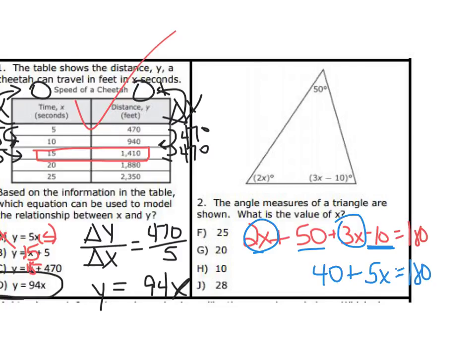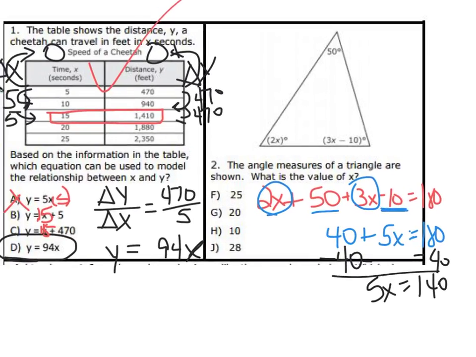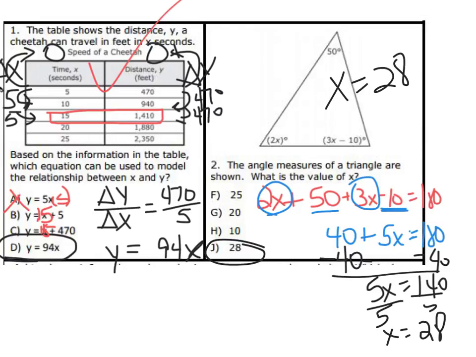Now that we combined like terms, we could go ahead and start undoing addition and then multiplication or division. So we're going to subtract 40 on each side. So that means 5x equals 140. And when we divide that, x will equal what? 28. So that means my answer is letter J. So here x equals 28. Okay, so basically, you have to make sure you set it up correctly in order to find the correct value. Remember, this is all review for your START test.